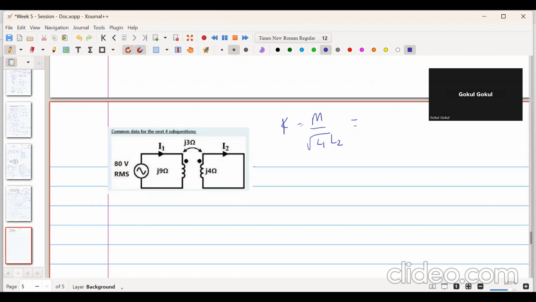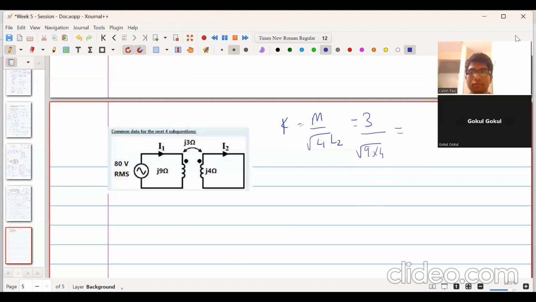This M is just equal to 3. Calculating, sir. Point 5, sir. Yeah, correct. Okay, so try to increase your speed. Yes, this is the coefficient of coupling.